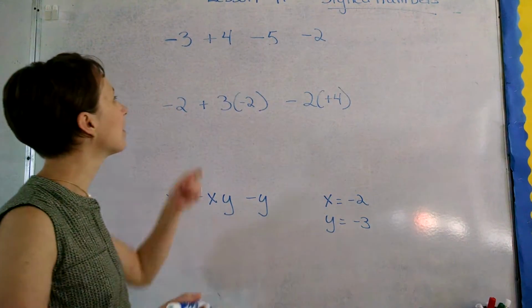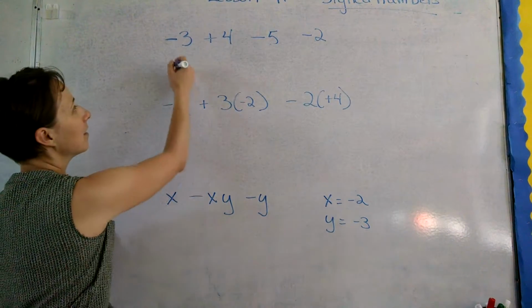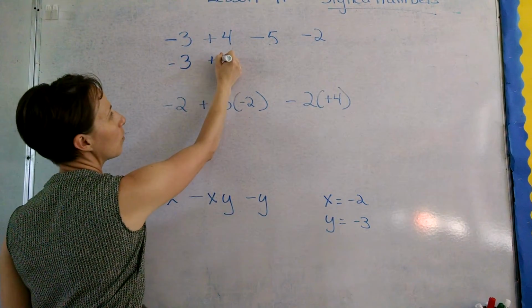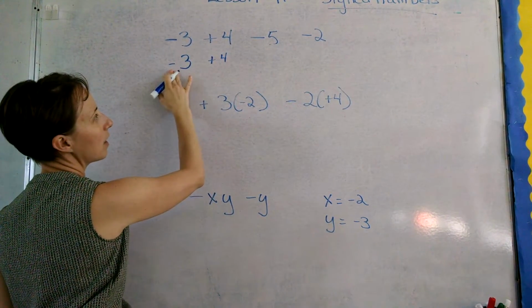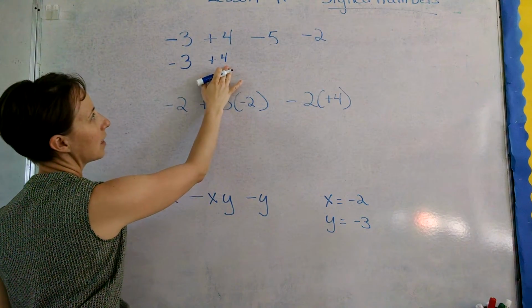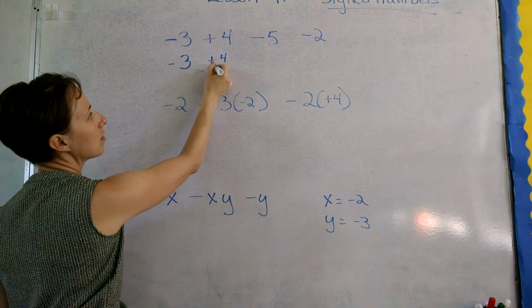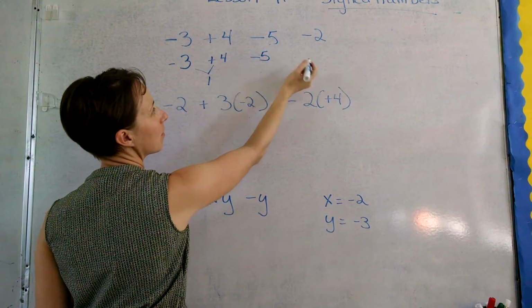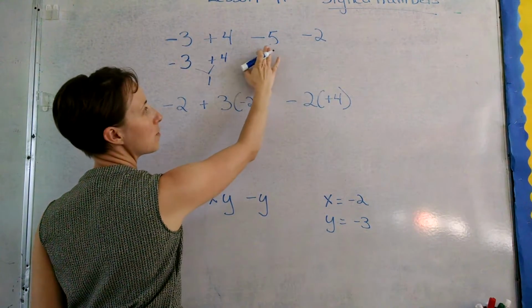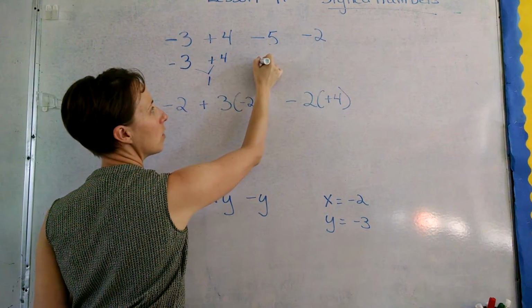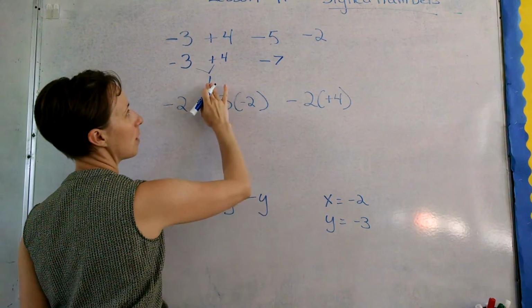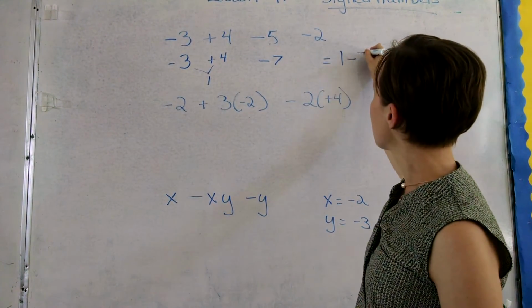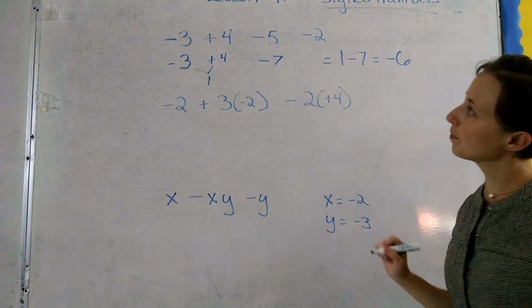Welcome back. What you should have done from before is taken -3, added 4 more. -3 plus 4 gives us 1, minus 5 minus 2. If I subtract 5 and I subtract 2, I'm subtracting 7. So now I'm left with a positive 1 minus 7. 1 minus 7 equals -6.